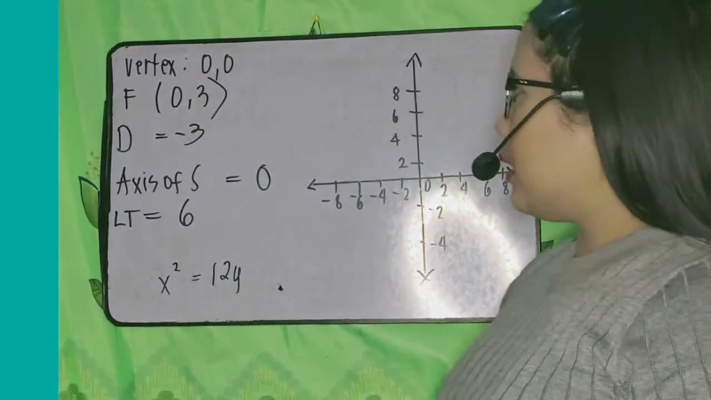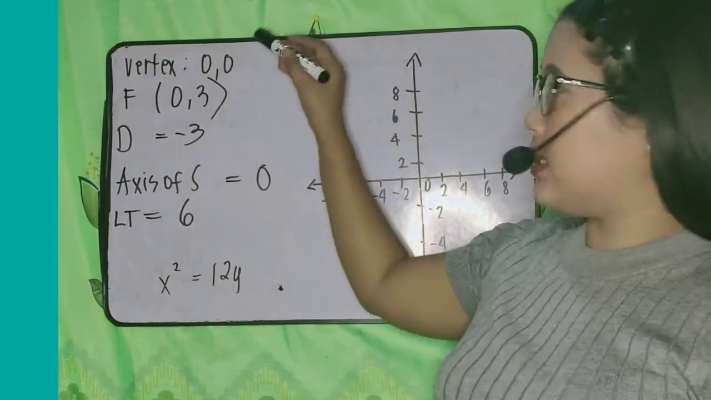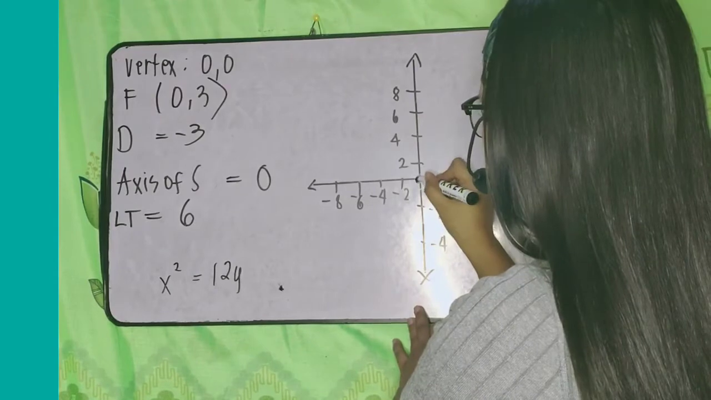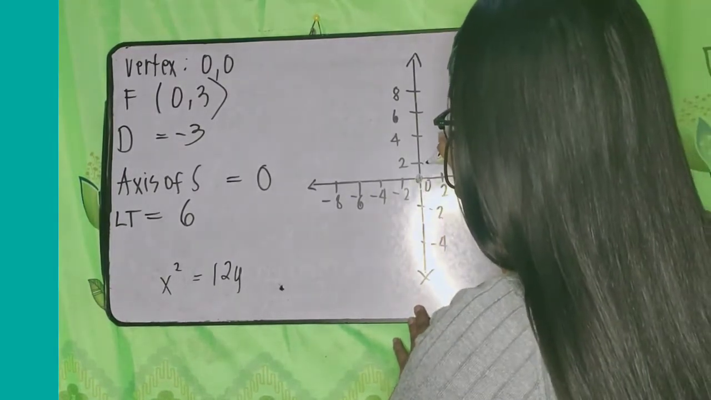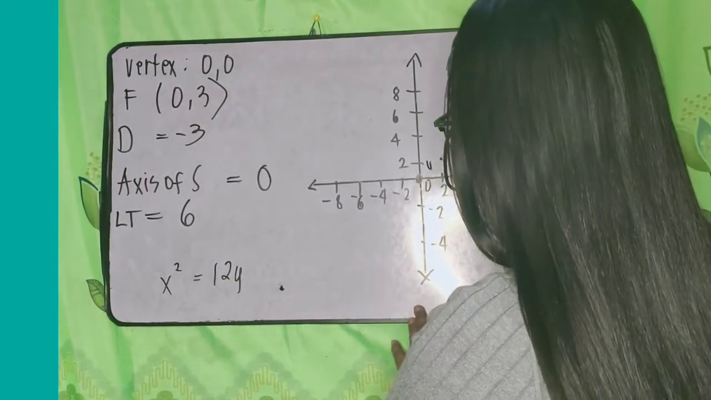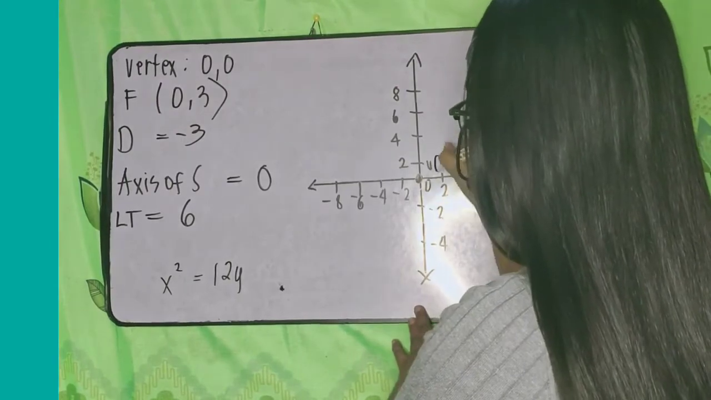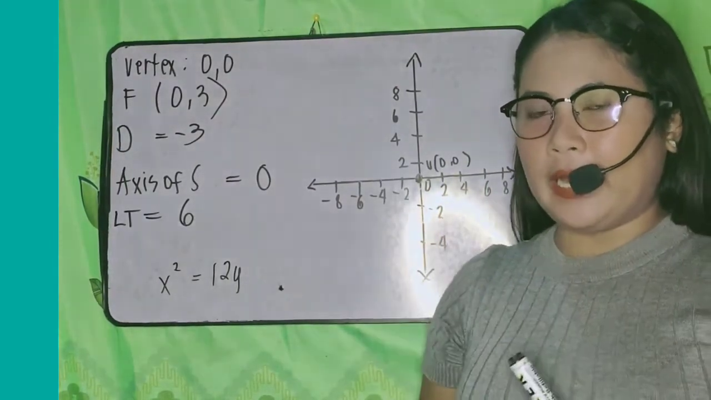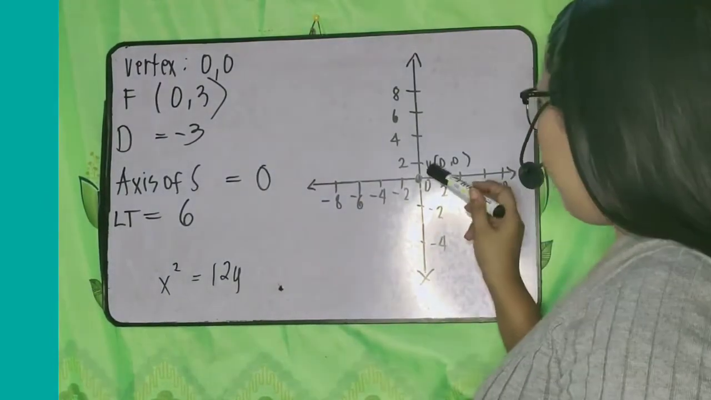First, plot the vertex. Since the vertex is at the center, (0, 0), we place it there. When you plot points, you label them with what the points are. So our vertex is (0, 0).